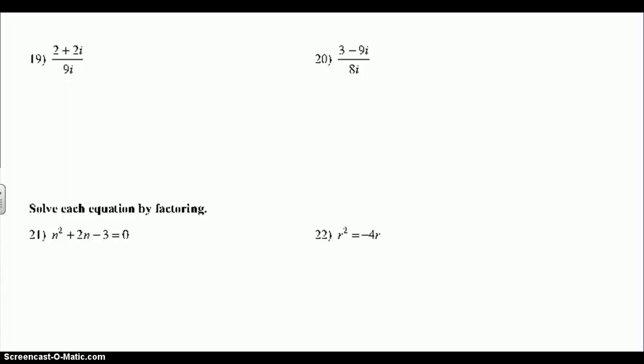Okay, Algebra 2C, we're here working on the third page of the review for 7.5 to 8.1. This is problems 19 through 28. Okay, so now we're dealing with imaginary numbers.